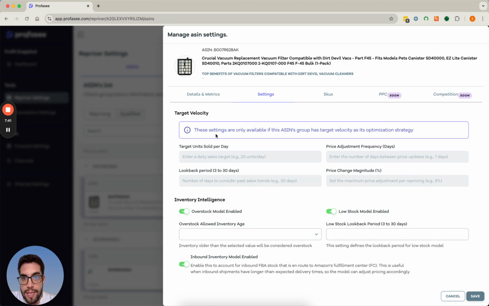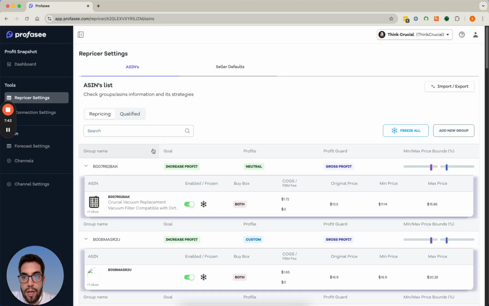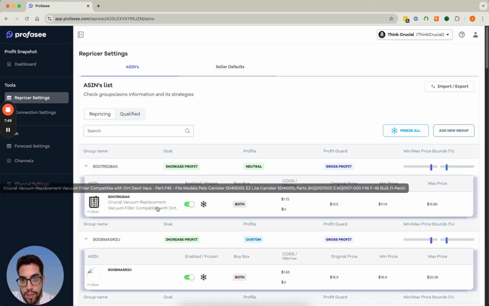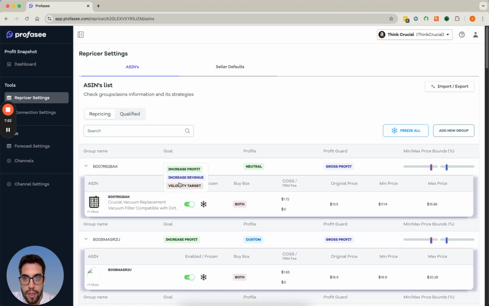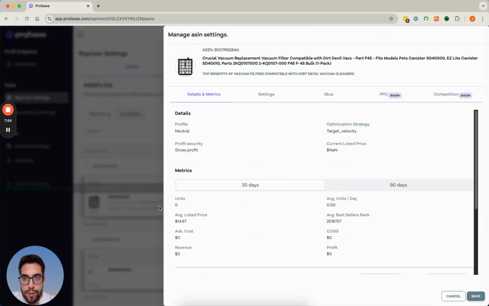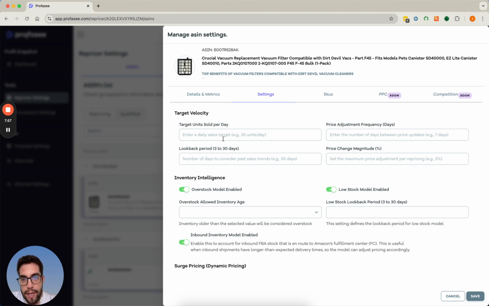Then we have the settings tab, right? So I'd like to go back here. When you change the model to target velocity, so you press target velocity and then you come over here. Let me just give you an example. This is where you tell the model how many units you are going to sell. We want to sell, so you can put, for example, 20 units.